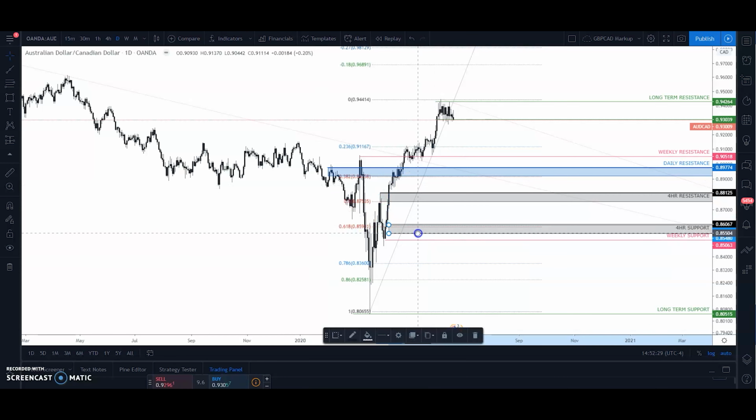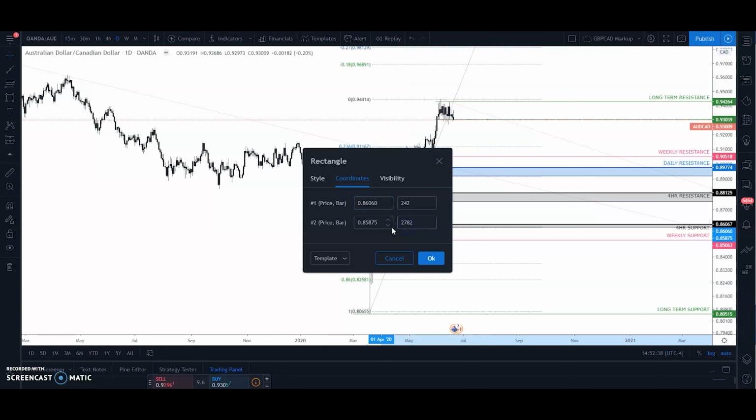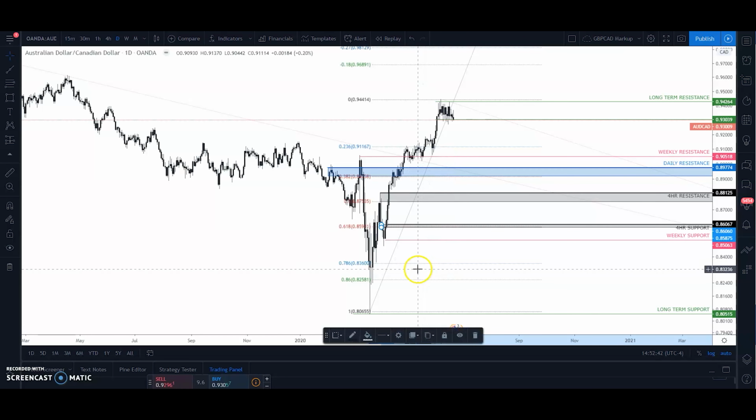And I just copy and paste it because I don't want to have to keep going back and draw. And I'm going to make this one a little smaller just to fit that area. Now, that's a little tight, but if price comes in between that area, I know what's up.